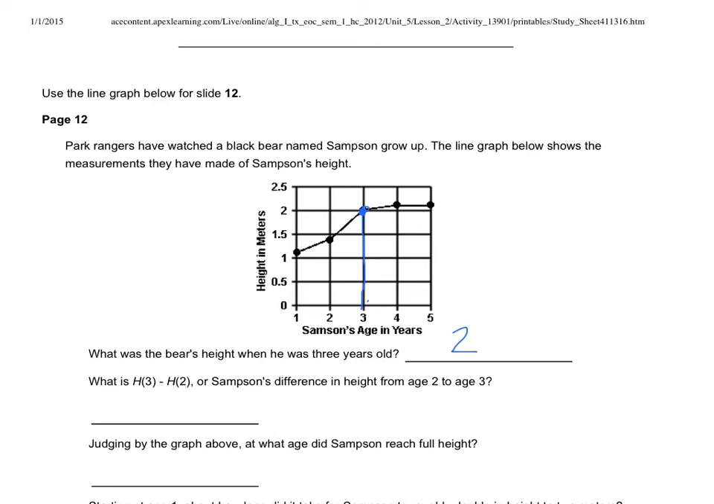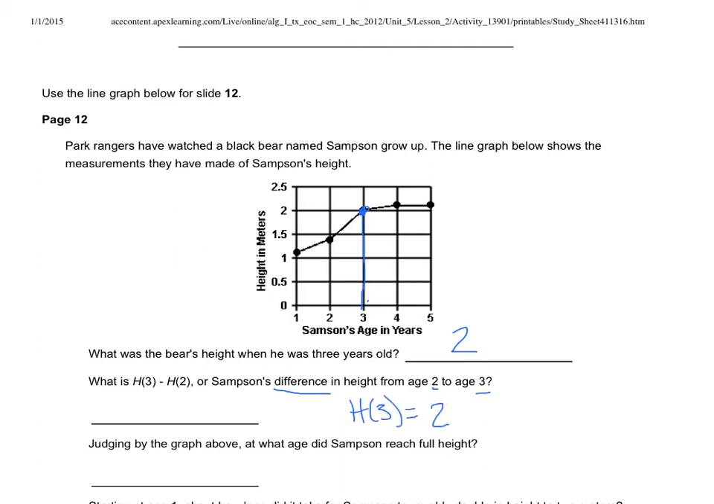Okay, for the next question, it asks us, what is h of 3 minus h of 2? Or in other words, thankfully it's really nice and it tells us, what is the difference in his height from ages 2 to 3. So that means that we need to subtract those. Well, we know at 3, h of 3, his height was 2 meters.